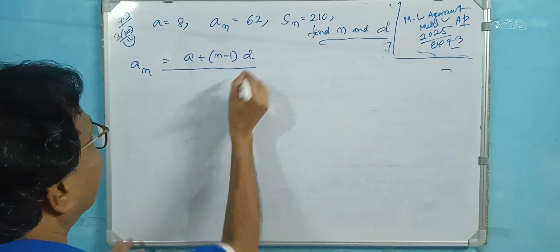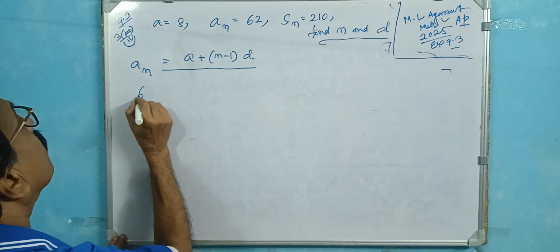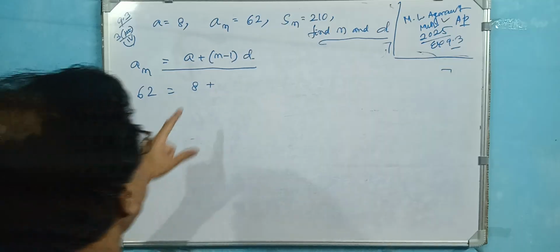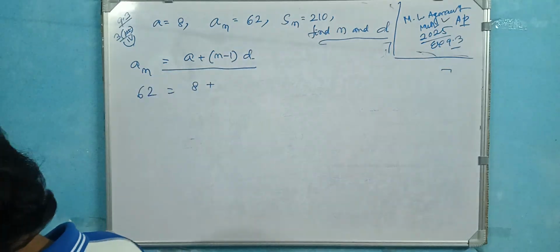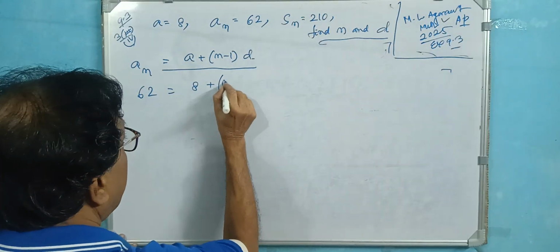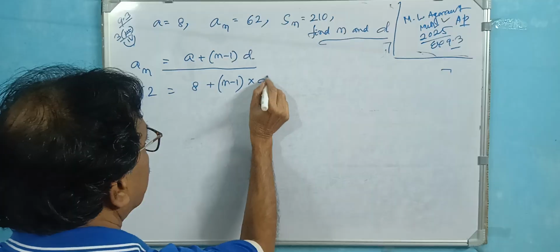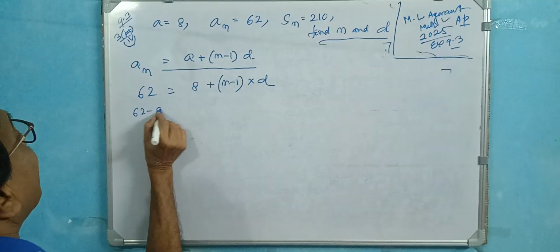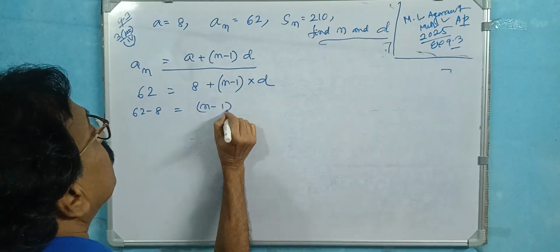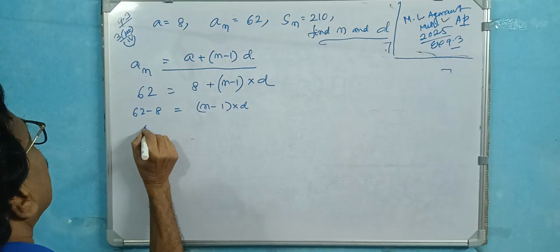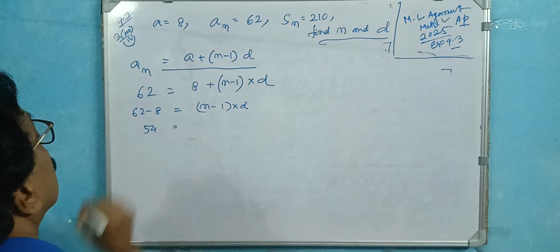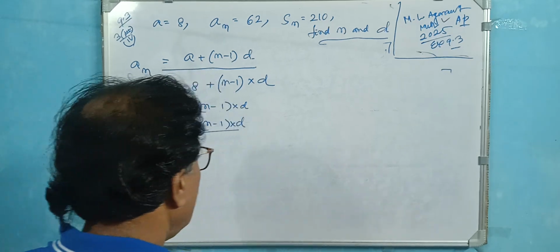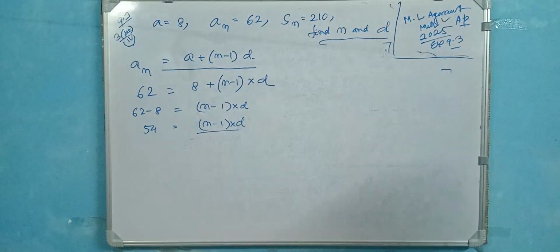You know it. AN is 62. What is the first term? This is A, 8. You don't know the number of terms, so this is n minus 1, and you don't know the value of D. Is it clear? So this is 62 minus 8, that is n minus 1 into D. This is actually 54. So the value of n minus 1 into D is 54. Clear? No problem.